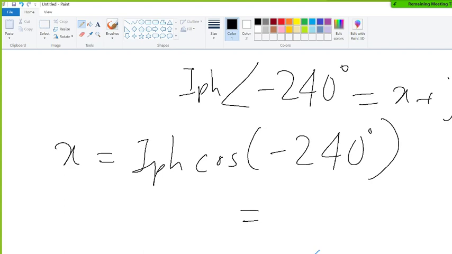that is 4 by 3 pi. 180 degrees is pi in radians. So 240 degrees is 4 by 3 pi radians. So cos of minus 4 pi by 3. Is it visible? Correct?